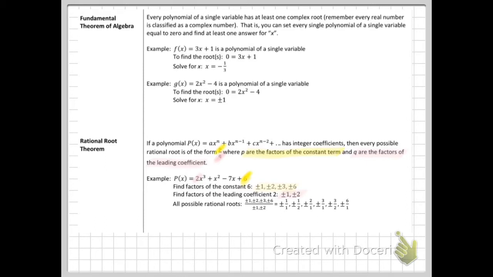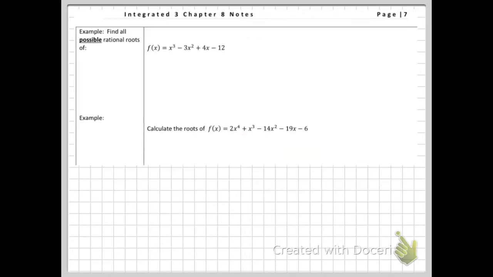But you do every possible combination of... Oh, so they did the denominators first. Anyways, every possible combination of your factors of 6 over your factors of 2. P over Q. Constant over leading coefficient. So there's an example on the next page. So I just want the possible roots. So if it's not possible, we wouldn't do division with it, right? Because we'd be wasting our time.